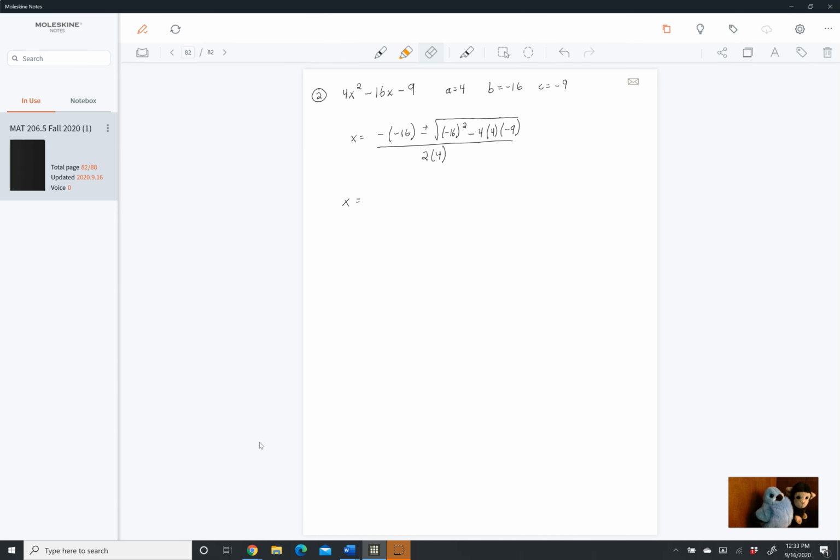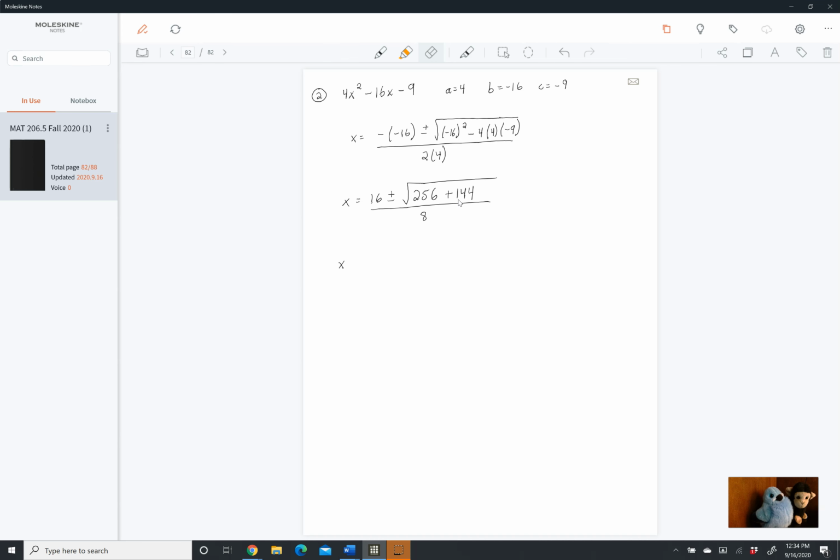So negative of -16 is +16, plus or minus. Then we're going to figure out what 16 squared is. Okay, 16 squared is 256. And then we have -4 times 4 times -9, which gives us a positive 144. So notice we have 2 negatives here, okay? We have the minus, and then we have the negative. So we have minus a negative 144, which gives us the plus 144. And then we divide by 8.